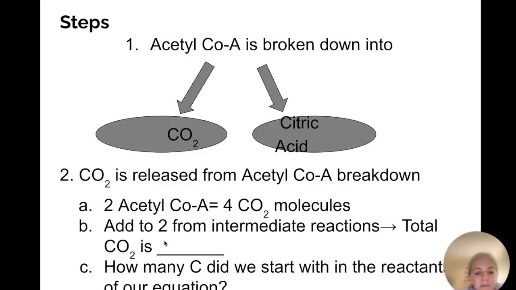And that makes sense because if you look at glucose, C6H12O6, we started with 6 carbons in our glucose. So we've started with 6 carbons and we made 6 carbons in carbon dioxide.